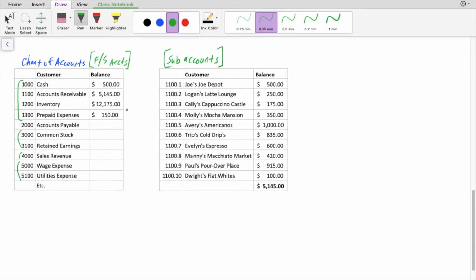For example, we have accounts receivable here. Account 1100, accounts receivable, says that our customers owe us $5,145, right? That was as of January's sales figure that we started with. So that's the number we would put on the balance sheet for accounts receivable. That's what our customers owe us. But I'm going to want to keep track of how much each individual customer owes me.